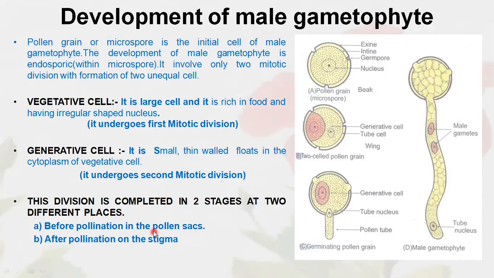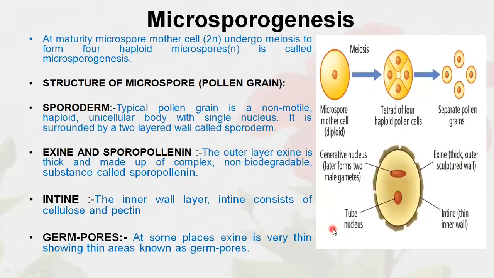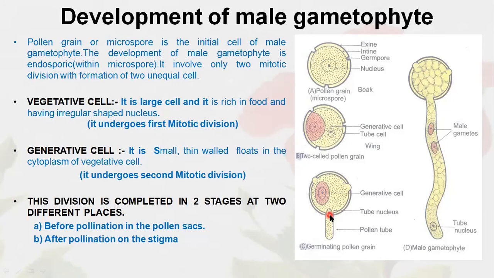Now, what happens before pollination in the pollen sacs? One of the germ pores comes out from the exine, and it will form a pollen tube. In the pollen tube, the generative cell will divide into 2 haploid male gametes that will enter the pollen tube. And the tube nucleus will degenerate. This happens before pollination in the pollen sac.